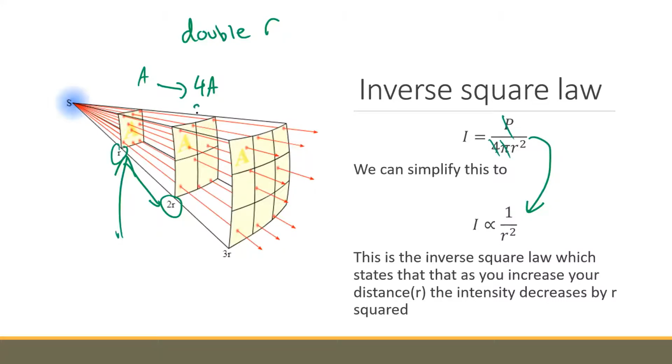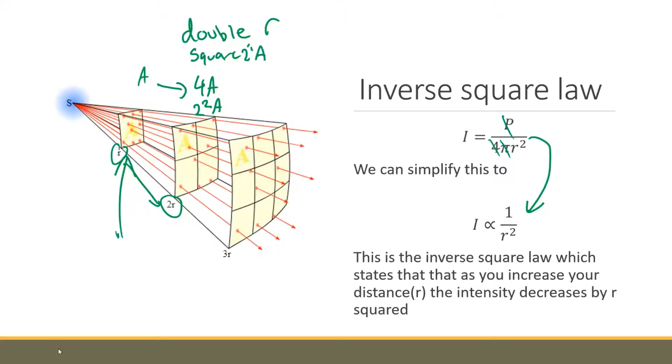That's the same as saying 2 squared times A. So even though we double R, we square the A, we square the area, we go 2 squared.